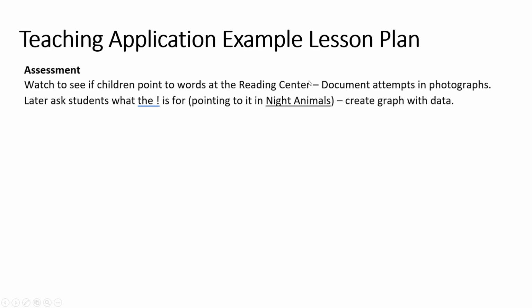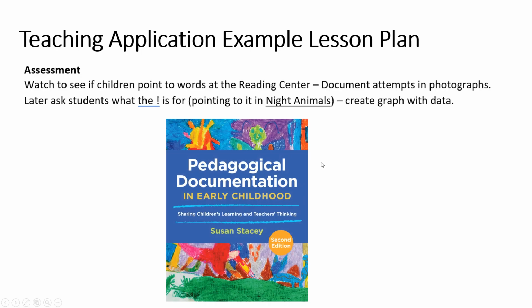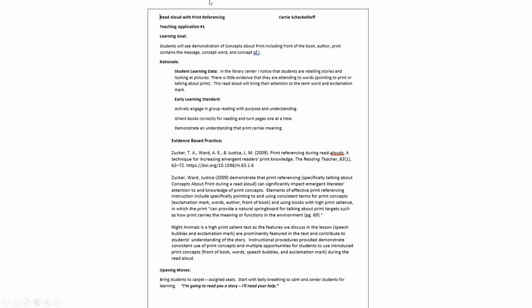Now this idea of coming up with a plan for documentation is something that we're going to spend some time in class doing. We're going to be reading the Susan Stacy text, Pedagogical Documentation in Early Childhood, and she will give us lots of ideas of how to document or capture students' learning using pictures and words and charts and things like that. Our students in 3 to 5-year-old classrooms are probably too emergent for traditional paper and pencil types of assessments. So this is what your lesson plan could look like.